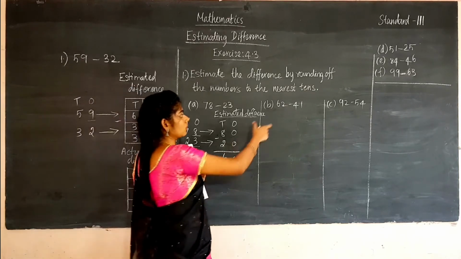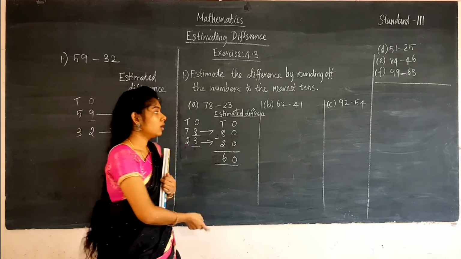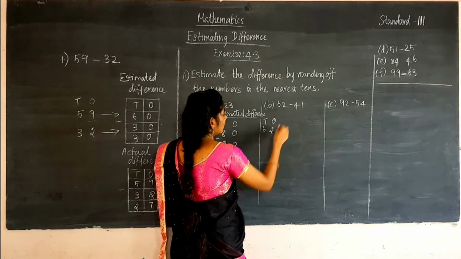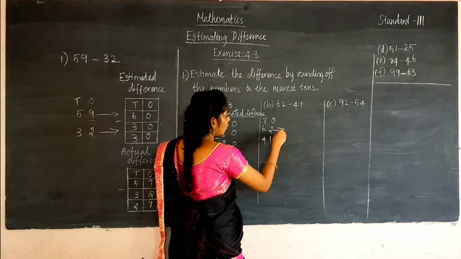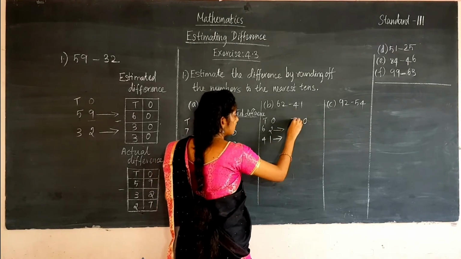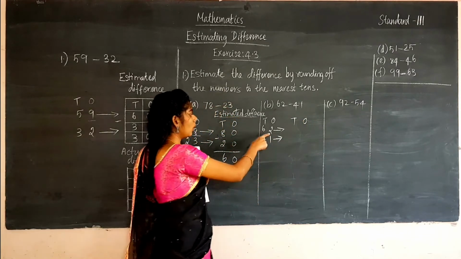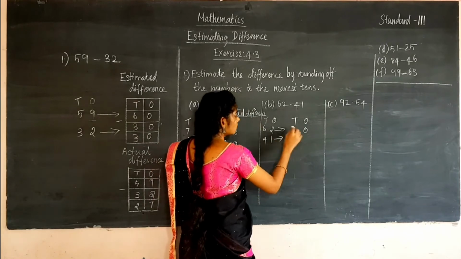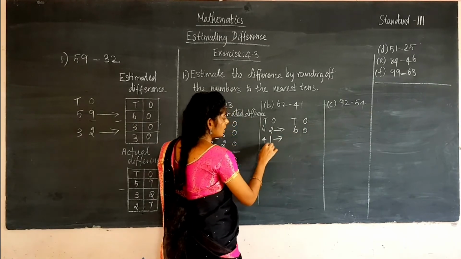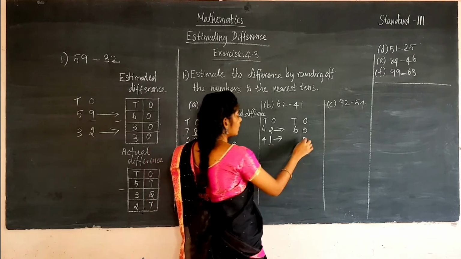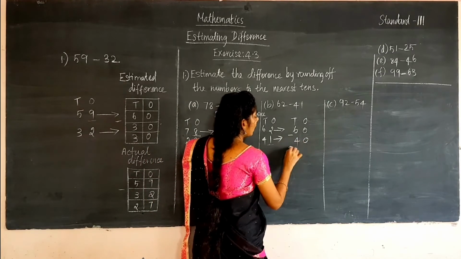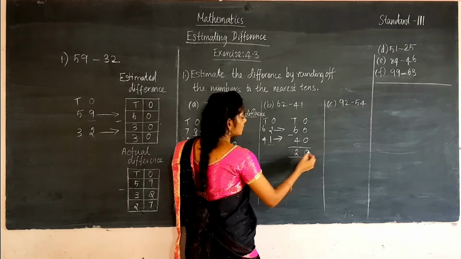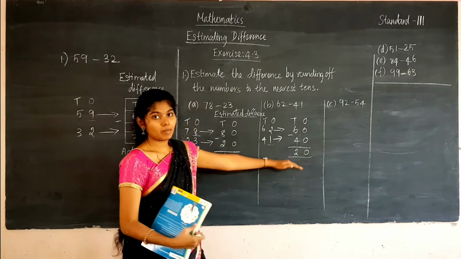As the same here also, you have to round off the number. First give the places, ones, tens. Now write the values here in the places. Then you have to round off each of the numbers. How will you round off? You have to check the ones place number. 2 is less than 5, so 0. The 6 you write as it is. Then here it is less than 5, so you will write 0 and here 4. Now subtract the numbers. 0 minus 0 is 0. 6 minus 4 is 2. So the answer is 20. So this is the estimated difference.